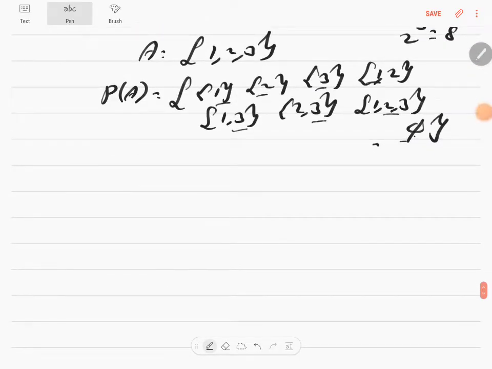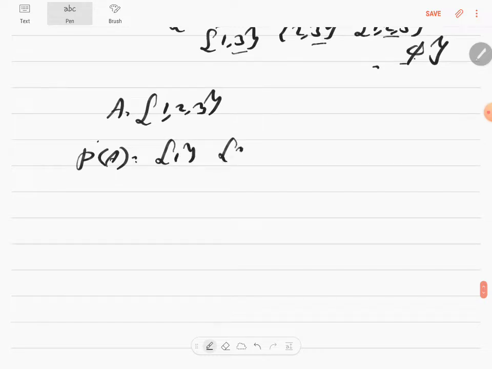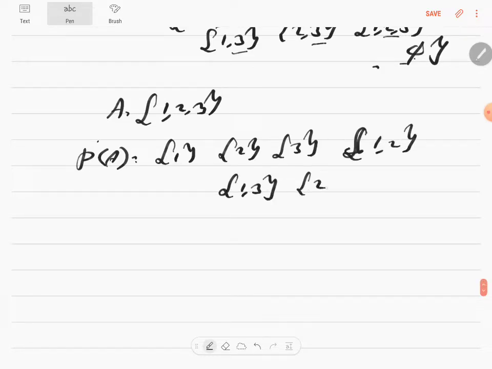Okay, suppose I ask you the same example again because you are not confident. A is {1, 2, 3}. Write the power set of A. {1}, {2}, {3}, {1, 2}, {1, 3}, {2, 3}. Never change the order. That's all. Then the null set, and all three together, {1, 2, 3}. You should not say {2, 1}. Are you clear? Yes, ma'am.